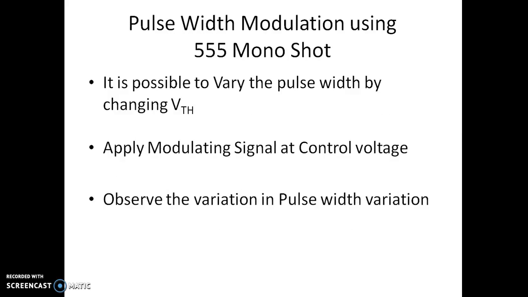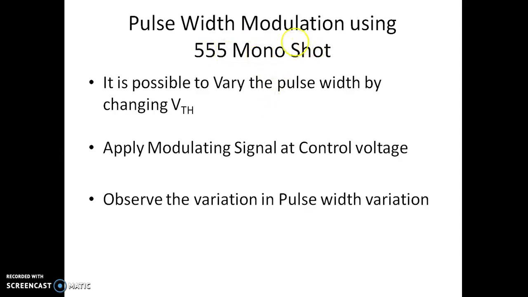Now we can see the pulse width modulating signal. It is pulse width modulation using a 555 timer monoshot. Using a monostable multivibrator, let us see how we generate a pulse width modulated signal. We know that it is possible to vary the pulse width by changing VTH of the 555 timer. We have studied this in the previous videos. VTH is the one which decides the pulse width of a monostable multivibrator. If you vary the value of VTH, then naturally you can change the pulse width. Now this is the key point.